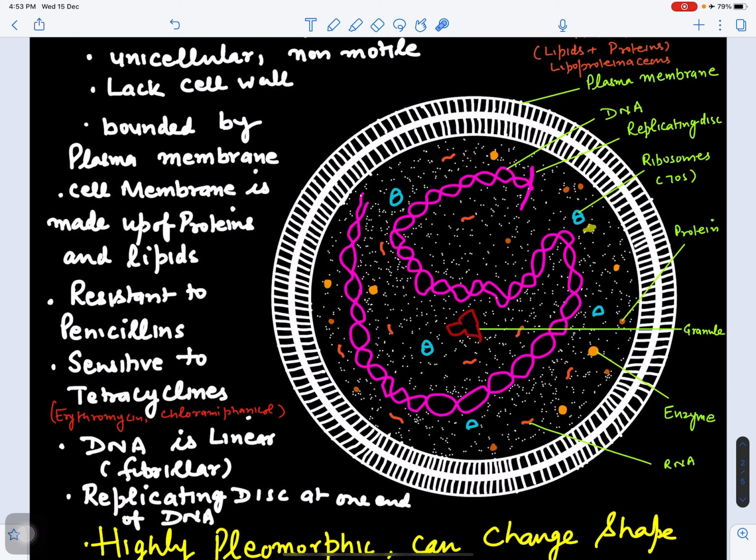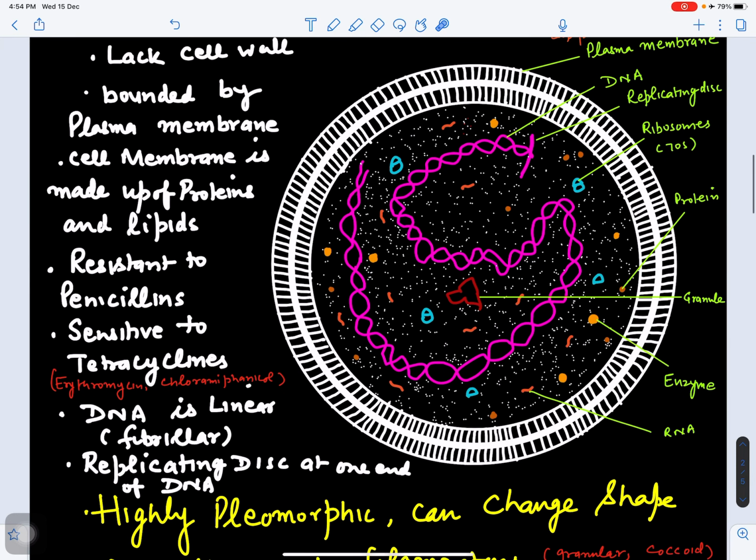Then it also has ribosomes, which are 70S type. It has its own soluble RNA. Then it has other granules. They may be in the form of protein. They may be enzymatic in nature. Now it has RNA as well as DNA as genetic material, but its DNA is not circular. It is linear like this, double-stranded, and fibrillar.